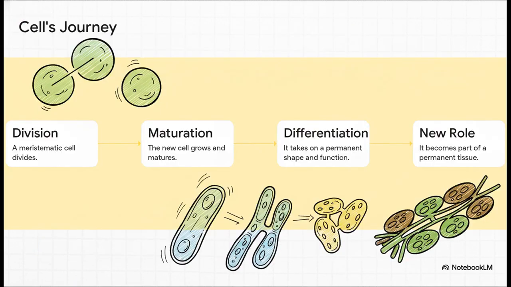So, let's trace this journey, shall we? It all begins when a meristem cell divides. Then the newly formed cell grows and matures. As it matures, it changes to perform a special role. Maybe it becomes a part of the tissue that carries water, or the tissue that stores food. And finally, it settles into its new job as part of a permanent tissue.